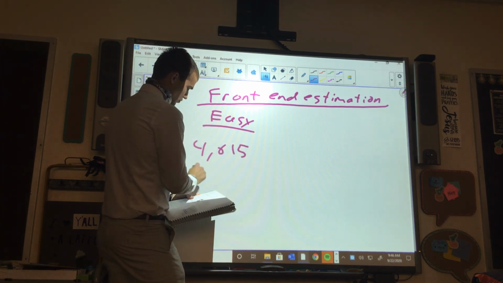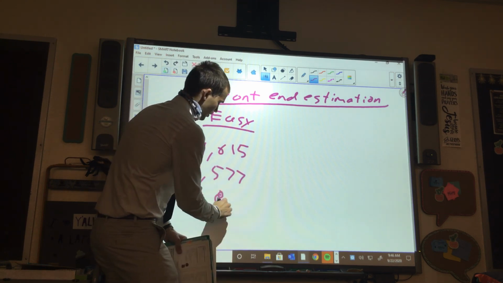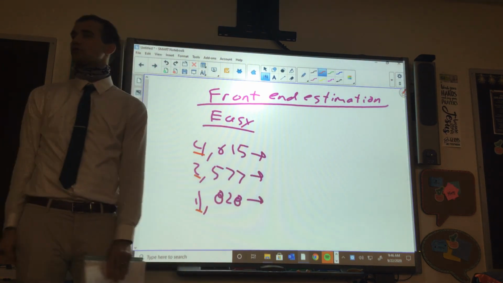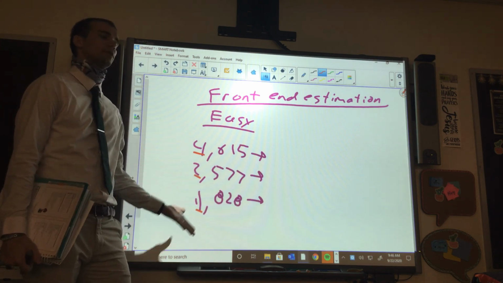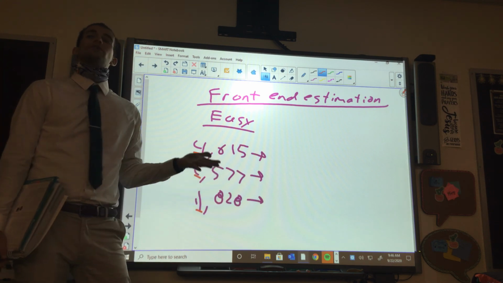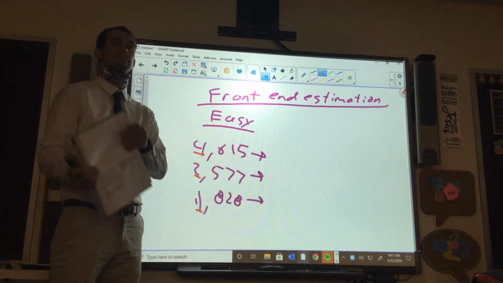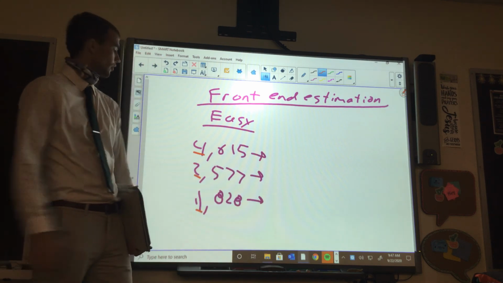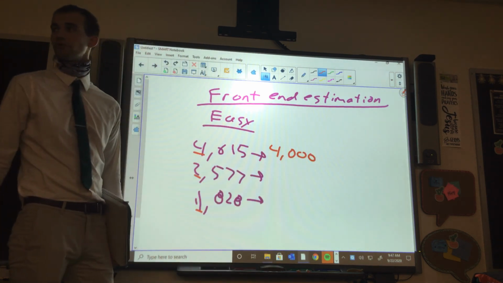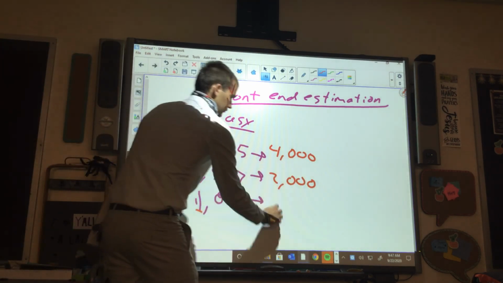4,615, 2,537, and then 1,828. Front end estimation says I look at the first digit and that's what I round to automatically. First of all, we should be writing this down. If I'm writing, you should be writing. Everything I've written down, you should have been writing down. All right. So 4,615 rounds to 4,000. 2,537 rounds to 2,000. 1,828 rounds to 1,000.